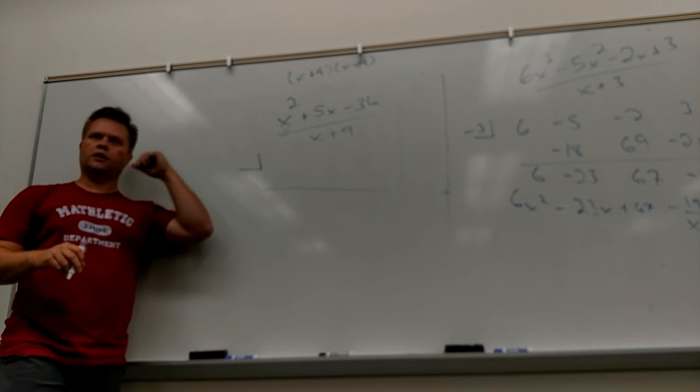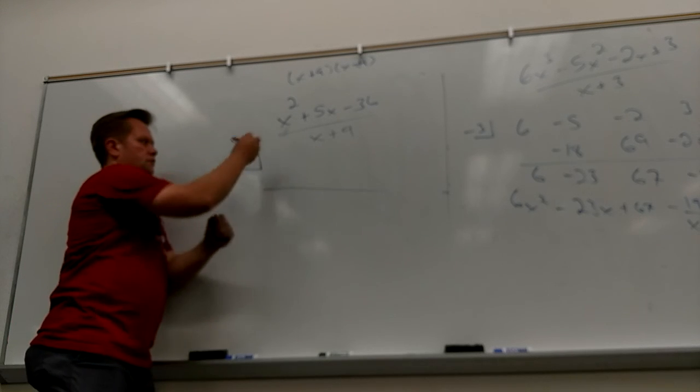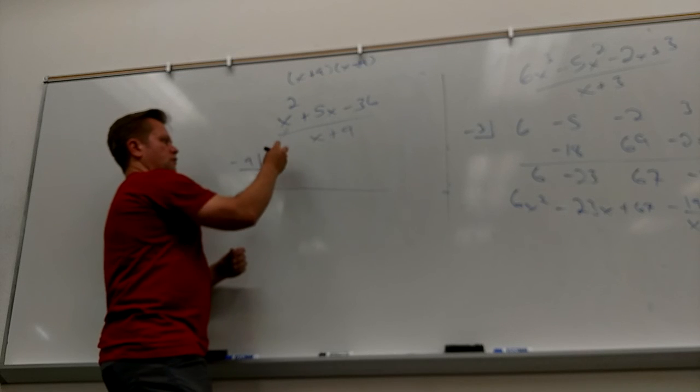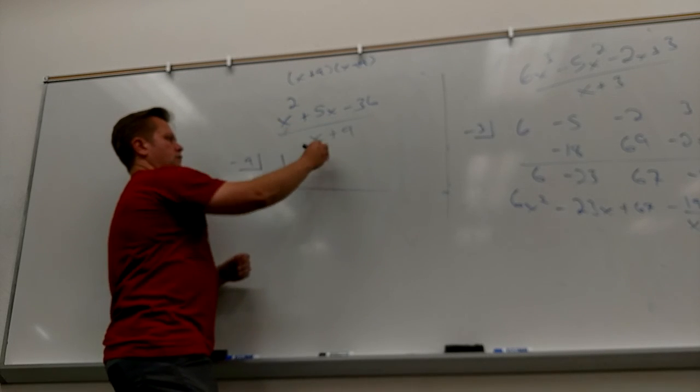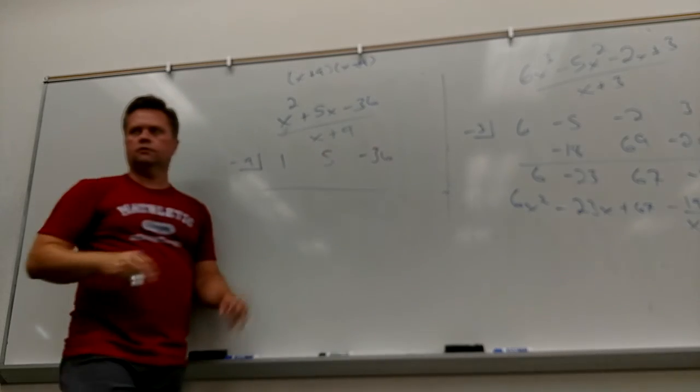Make sure everybody's on the right track. What goes in the little penalty box? Negative 9. I like that. And then what are your coefficients up here? 1, 5, negative 36. I like it.